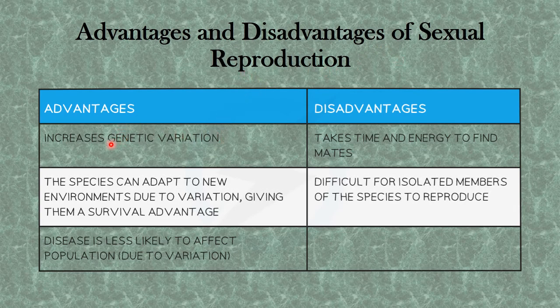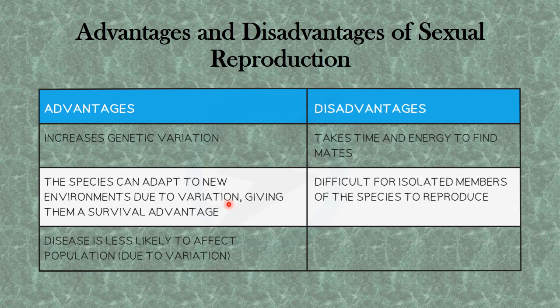The advantage of sexual reproduction is the increase in genetic variation. In other words, the parents are genetically different from their offspring, because the offspring takes part of the trait from the male parent and also part of the trait from the female parent. Combining all this together gives a genetic variation. It's an advantage.